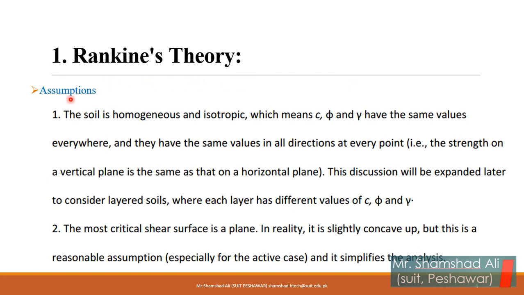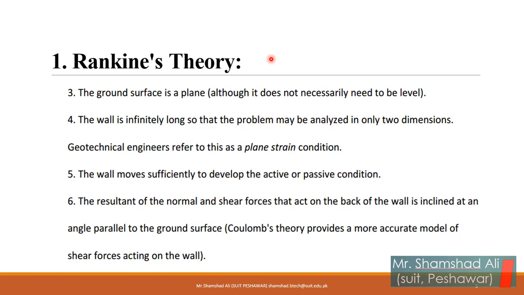Rankine theory and his assumptions. The soil is homogeneous and isotropic, which means C, phi and gamma have the same values everywhere, and in every direction at every point. This discussion will be expanded later to consider layered soil, where each layer has different values of C, phi and gamma. The most critical shear surface is a plane. In reality, it is slightly concave up, but this is a reasonable assumption, especially for the active case, and it simplifies the analysis. The ground surface is a plane, although it does not necessarily need to be level.